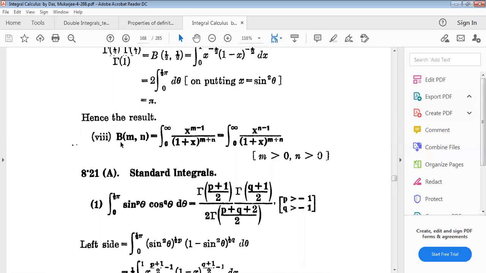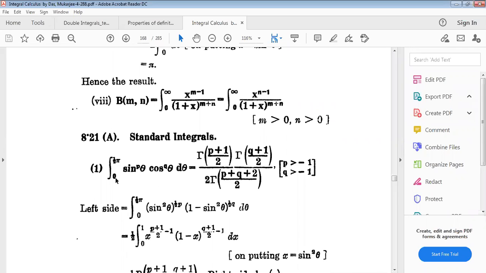Another interesting example: beta m,n can be written as the integral from 0 to infinity of x to the power m minus 1 divided by (1 plus x) whole to the power m plus n. This integration can be represented by beta m,n. That means the integral from 0 to infinity of x to the power n minus 1 divided by (1 plus x) to the power m plus n. This and this have the same value, beta m,n. And m and n must be positive, never negative.